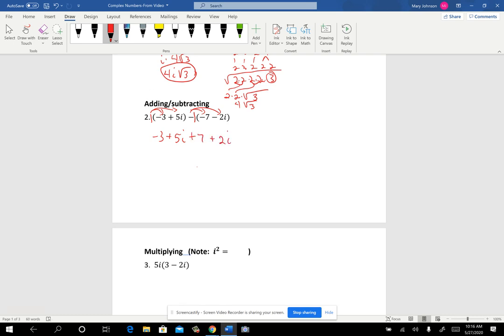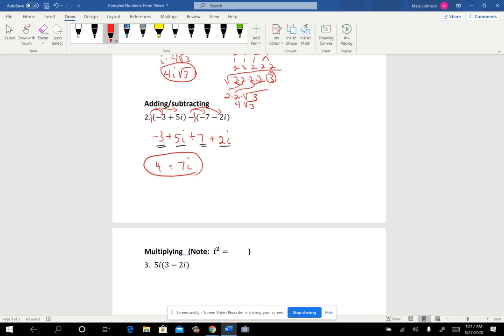Now, I'm kind of working this, thinking about the i just like I would if it were an x. And so I'm able to combine my like terms. And I would wind up having a positive 4 and a positive 7i. And then 4 and 7i, those are not like terms. So you can't put it together and say 11i. Okay? You would stop right there. So with adding and subtracting, you pretty much think of it just like combining like terms way back when.